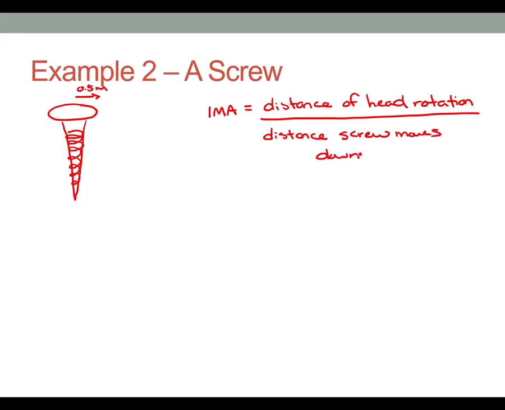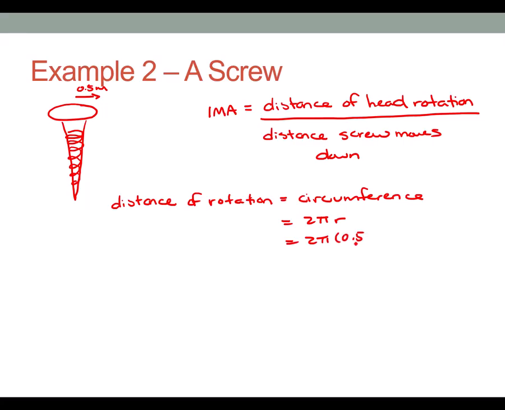Okay, so let's take the easier one first. So the distance of rotation, so the numerator of our thing up there, is just going to be the circumference of the screw. So this is circumference, which is just 2 pi r, which in our case is 2 pi times 0.5. And I wrote meters up here. Guys, a 0.5 meter screw head is ridiculous to think about. So let's make it centimeters, please.